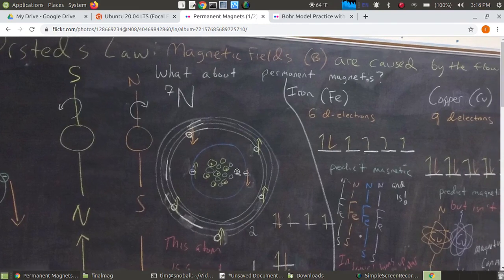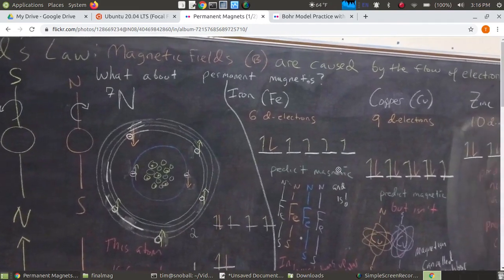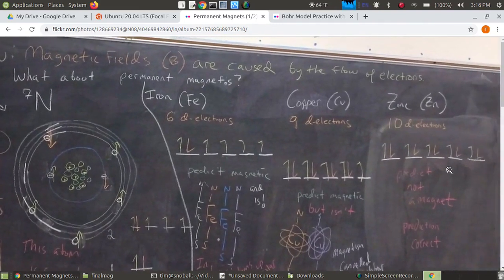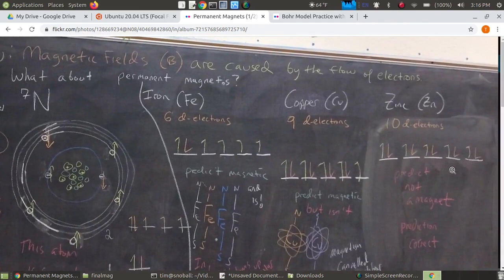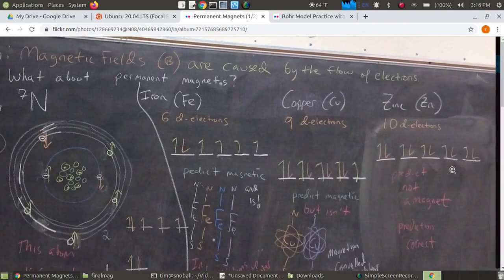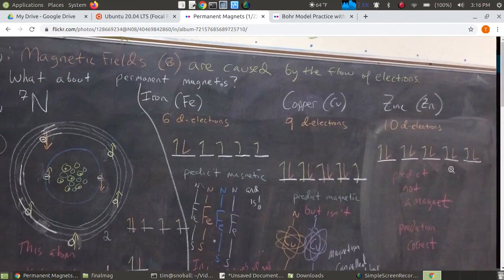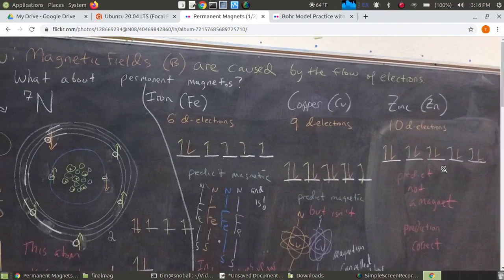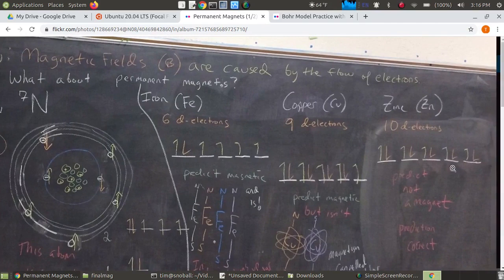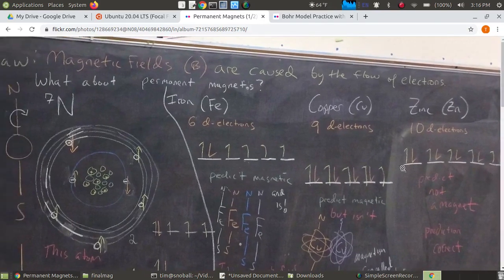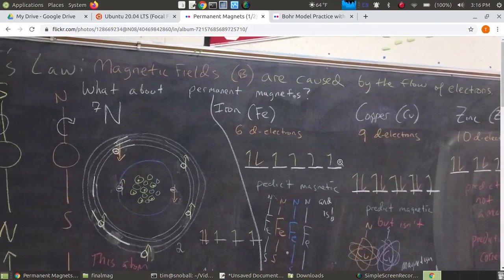What we'll find out is that overall, an atom can be magnetic if all of its electrons don't cancel each other out. So the zinc atom does not show strong magnetic properties because all of its electrons end up paired. The magnetism of one electron cancels out the magnetism of another. That does not happen for either copper or iron.